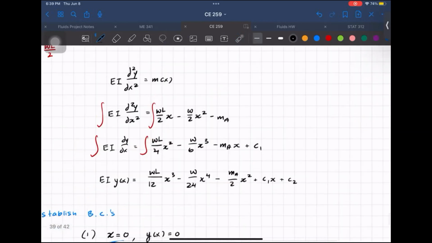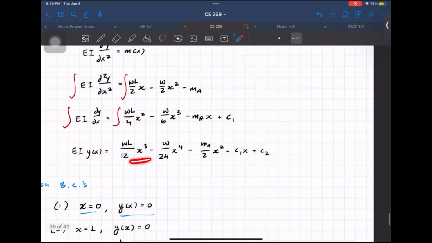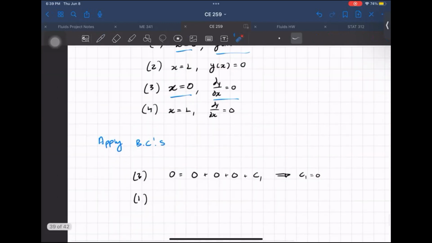Next, let's apply boundary condition number 1. Again, it's kind of the same process here. You plug in 0 for y, and you plug in 0 for all your x's. When you do that, you're just going to get a lot of zeros. 0 plus 0 plus 0 plus 0 plus c2. So you end up finding out that c2 is also equal to 0.